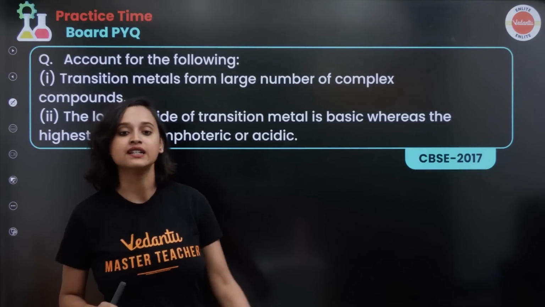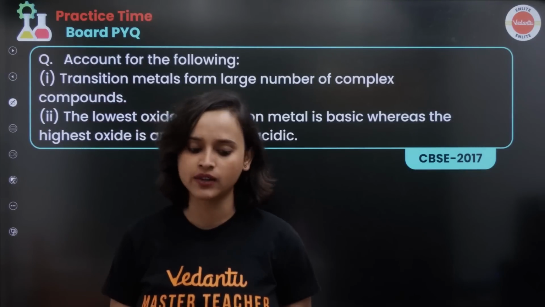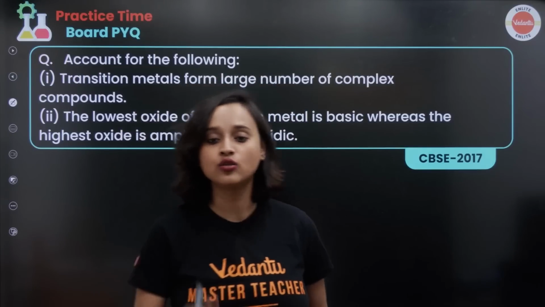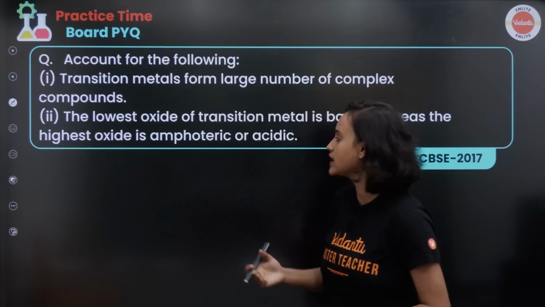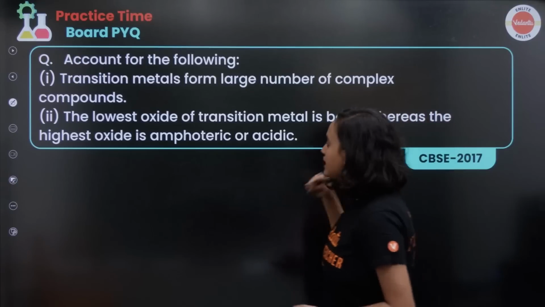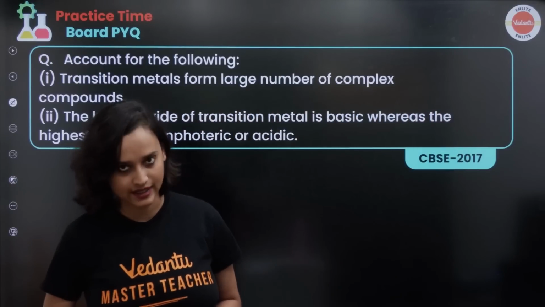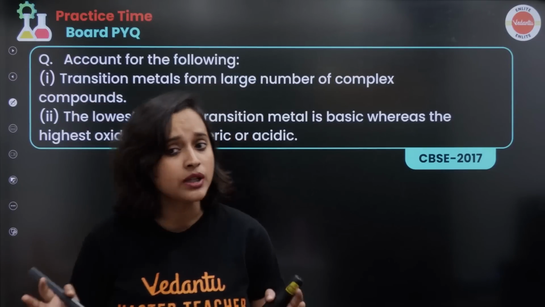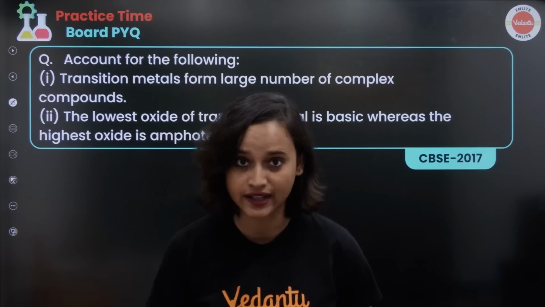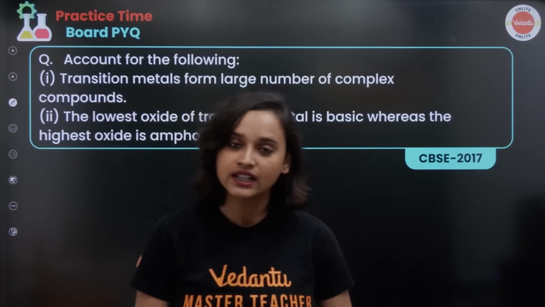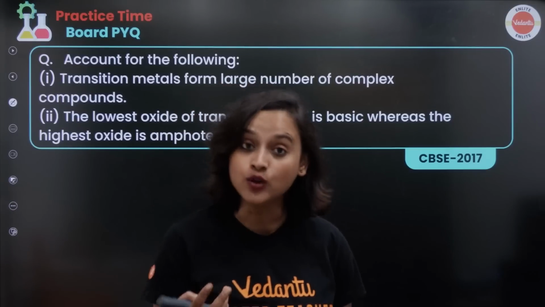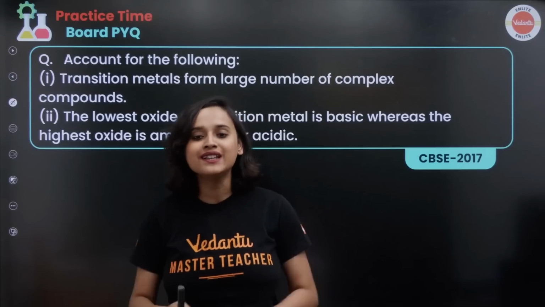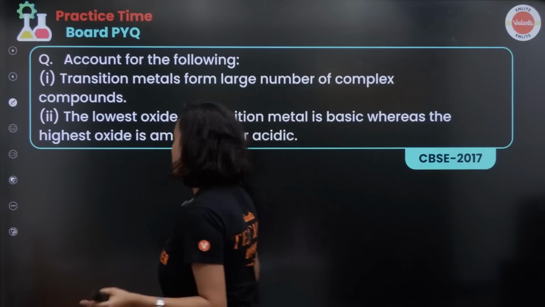Chalo, moving on. Next, transition metals form a large number of complex compounds. Why? And the next question: the lowest oxides of transition metals are basic, whereas the highest oxides are usually amphoteric or acidic. Why so? First of all, let's answer the first one. Transition metals form a large number of complex compounds because they have a very small size, vacant d orbitals, and high nuclear charges as well. So all of this together makes them form a large number of complex compounds.